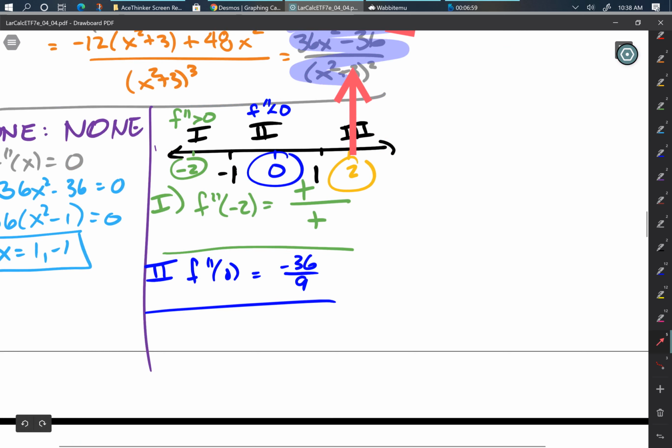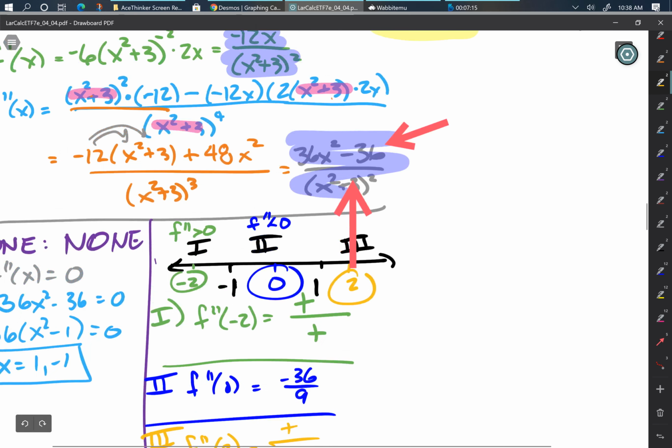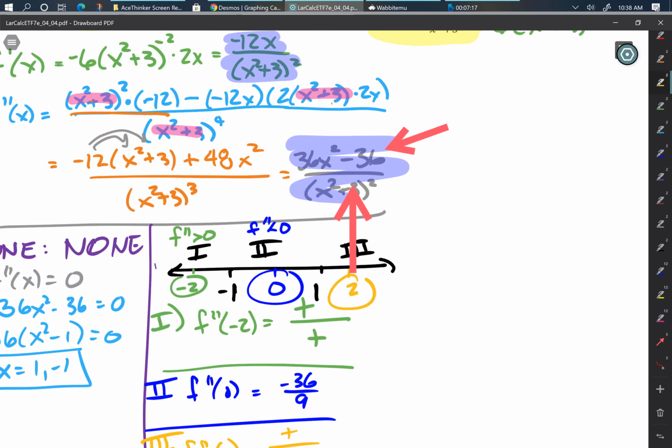It's always positive. So in interval number 3, f double prime of 2 is going to give me something over positive. Let's see, 2 squared, 4. 4 times 36 minus 36, so it's positive, positive, positive again. Positive divided by a positive gives us a positive value. And so f double prime is greater than 0.